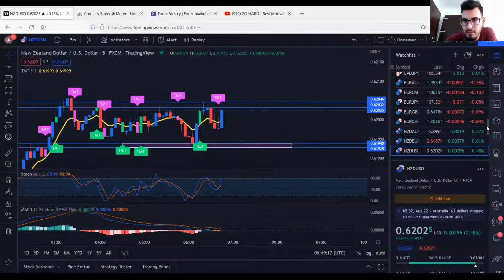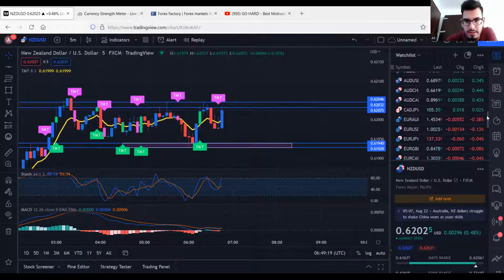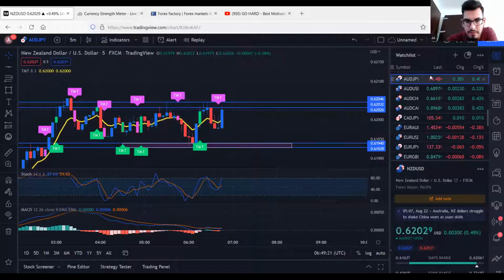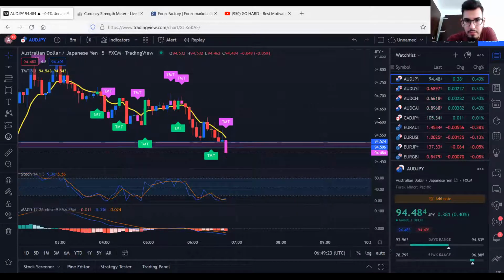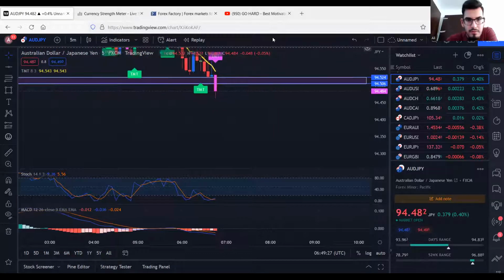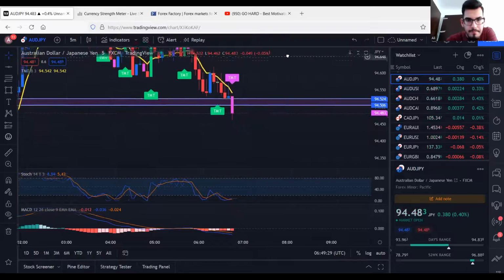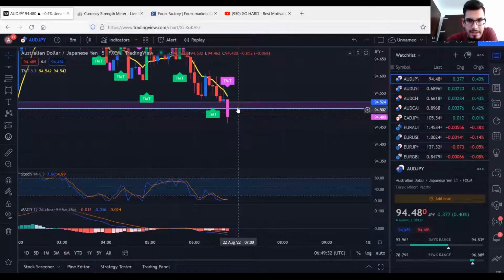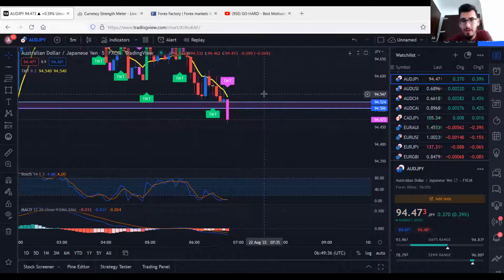Let's look at AUD/JPY as well. Ladies and gents, we saw NZD/USD. We could have had an entry there. AUD/JPY, avoid AUD/JPY. The reason I say that is too low. Look where my area is, and it is breaking out lower, massively lower.